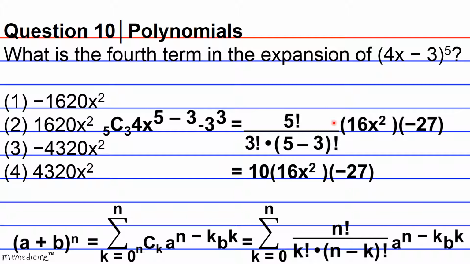Okay, so we can go ahead and re-express that. Now we can multiply our non-variable like terms. 10 times -27 is -270, times 16x squared. Now we can distribute the -270 with the coefficient of 16x squared. So basically we're multiplying -270 times 16x squared, and that's going to be -4,320x squared.